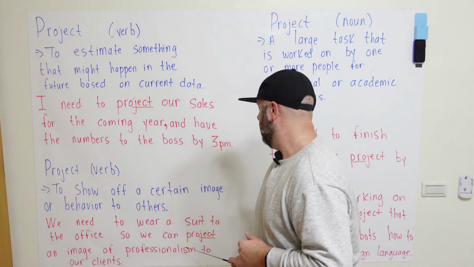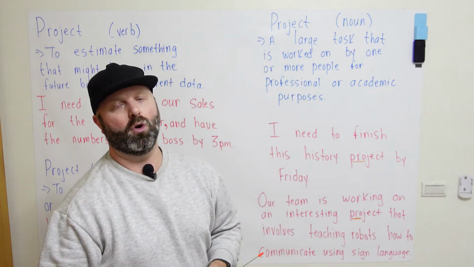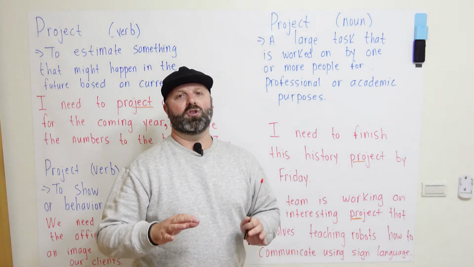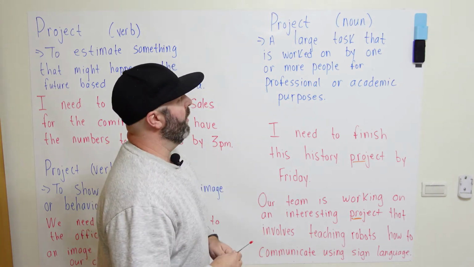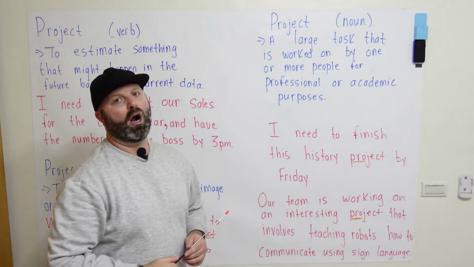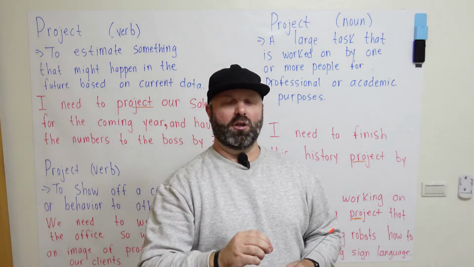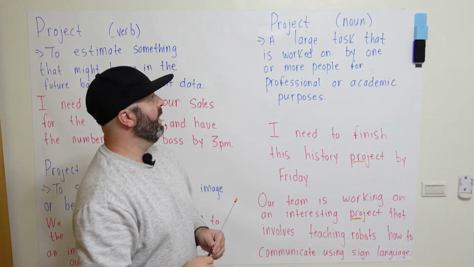Project. Project, okay? So my voice goes up on the second part of the word because with verbs, the stress is on the second part, okay? Now, as a noun, this word sounds like project. Project. With a noun, two syllables, the stress is at the beginning, okay?